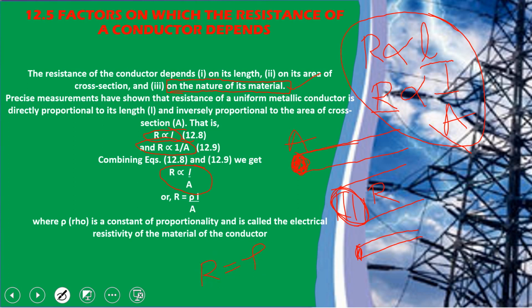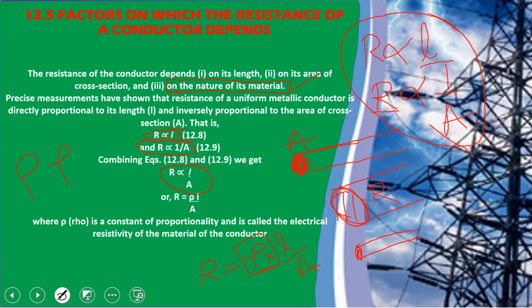Now the proportionality sign is removed, so rho has come: R is equal to rho into L upon A. Understand? It is rho into L upon A.